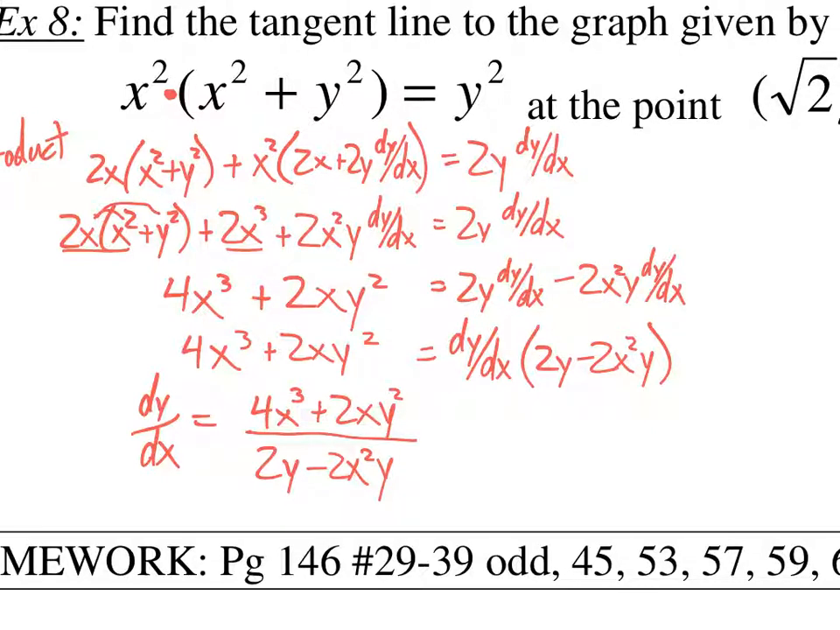Now, one thing that we can do to simplify this here, notice all four parts of this fraction have 2's in them. So the best thing to do here would be to simplify a little further. 2x cubed plus xy squared over x squared y minus x squared y. Okay, so that would be my final answer.